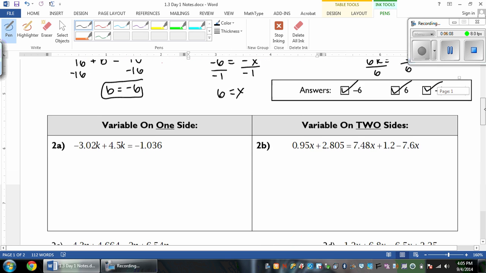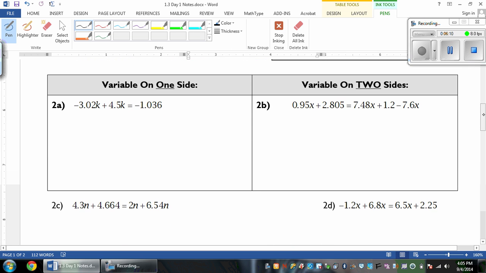Alright, let's start with some decimals. Remember, we do the exact same steps, now we're just working with decimals, so it's important that you have your calculator out. So let's start with an equation that we already know how to solve, when the variable is on one side of the equation. Just like before, we always check to see if we can simplify it, and if you notice, you have like terms on the left side.